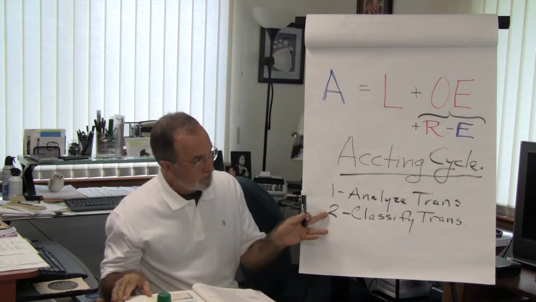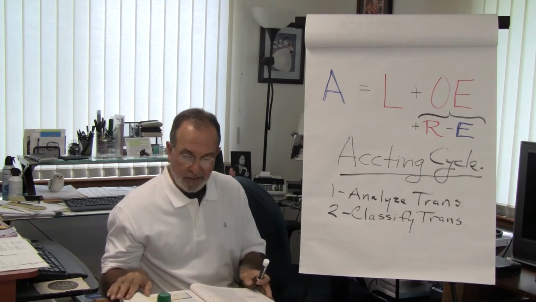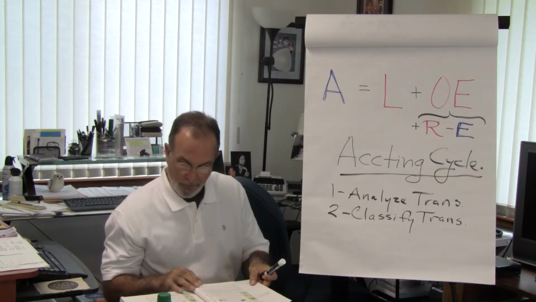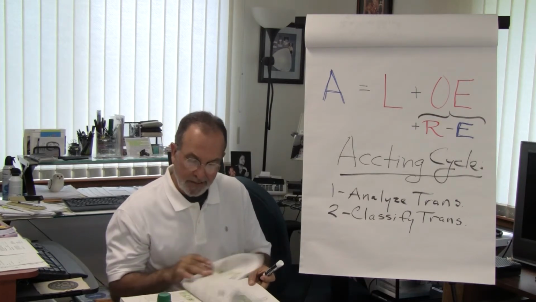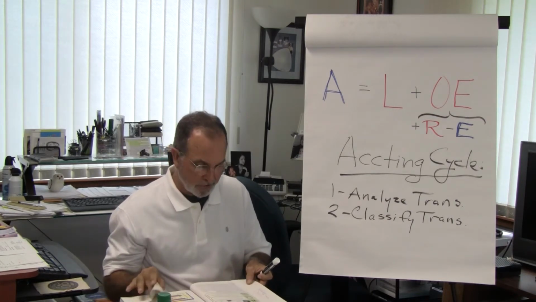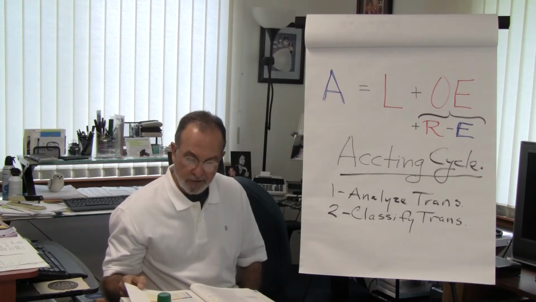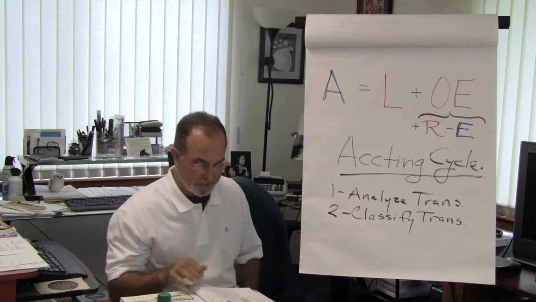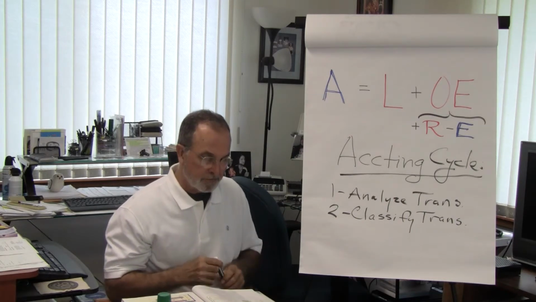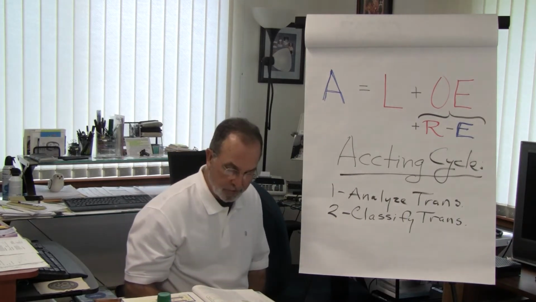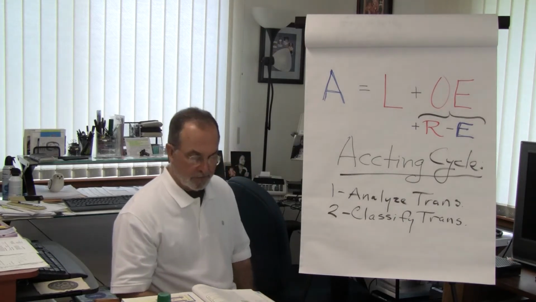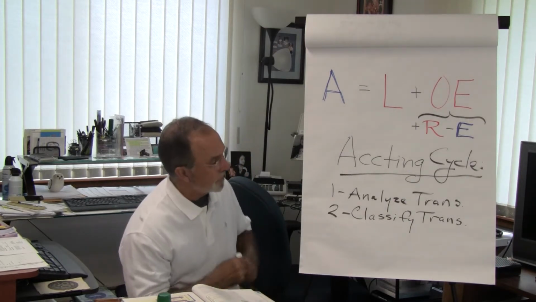Now, the classify transaction step isn't noted individually in the text material. It's really incorporated into step 1 under analyze transactions. If we move over to page 54 in the chapter, there are shown steps 2 and 3, record and summarize.